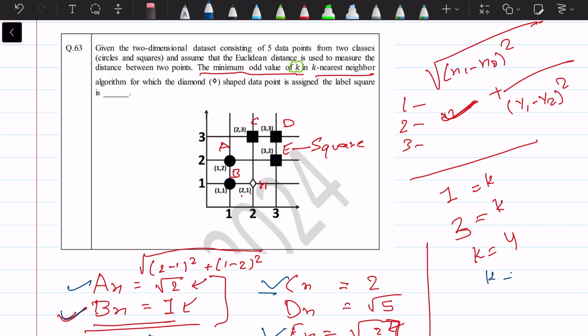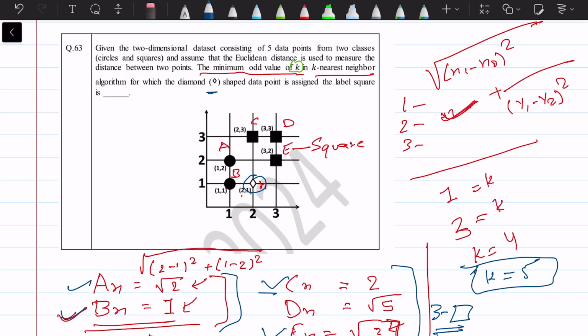So we go ahead and take k equal to 5. Now when we take k equal to 5, all of these data points will come into the picture, and 2 of them will be of type circle and 3 of them will be of type square. So now square is in the majority, so we can assign this star as a square. So we can only assign this star shaped data point to the square label when k is 5 in this case. Okay, so the correct answer will be 5. Thank you.